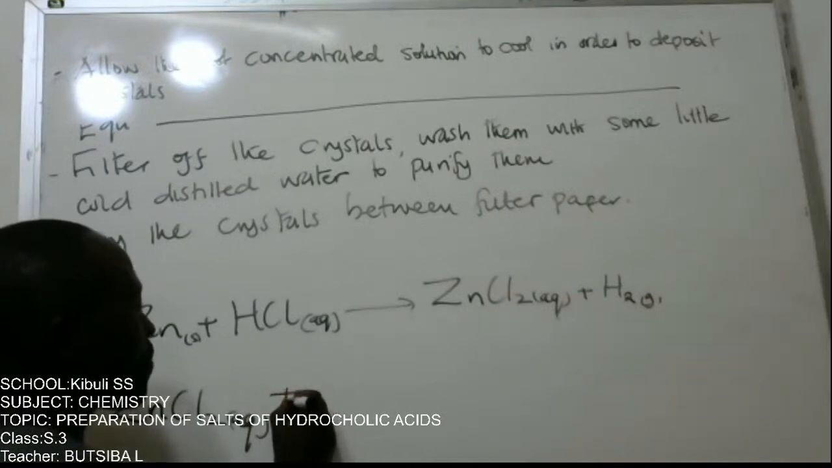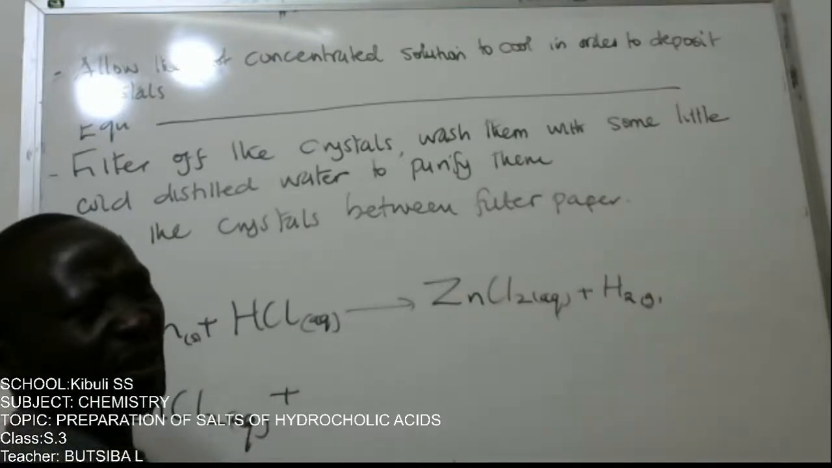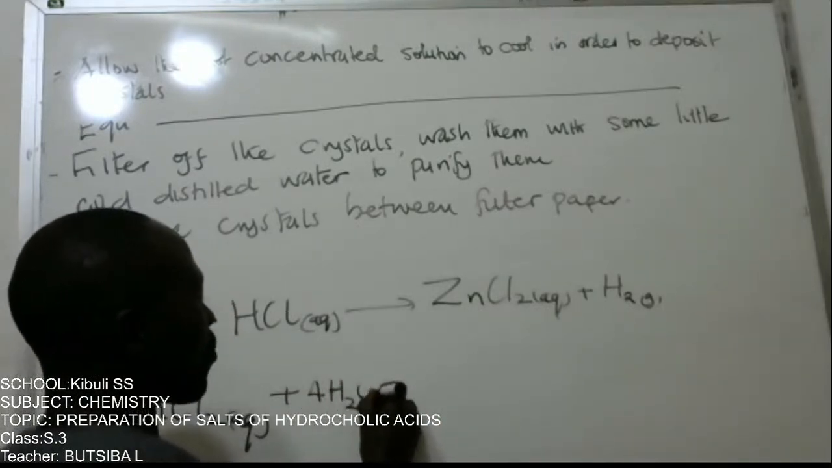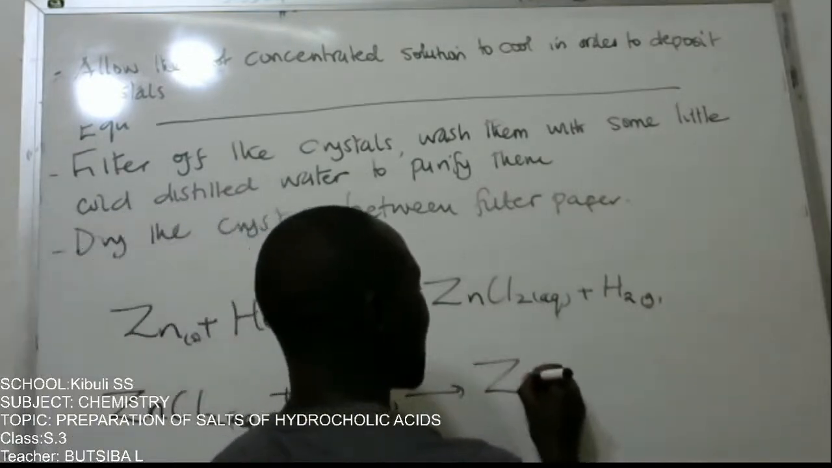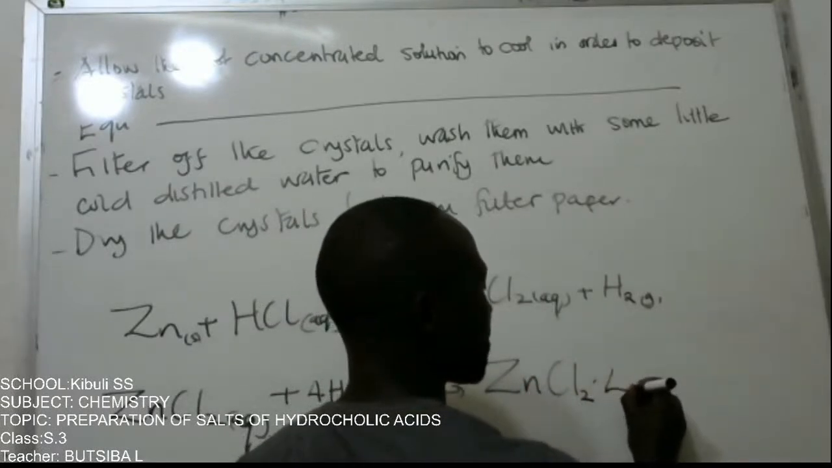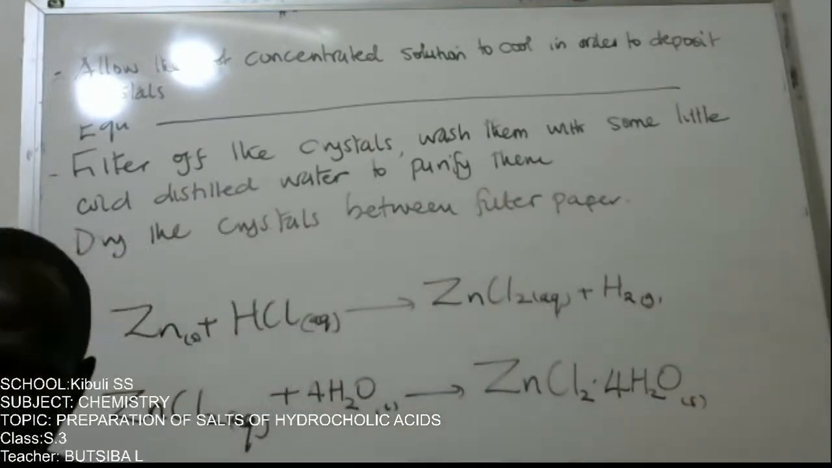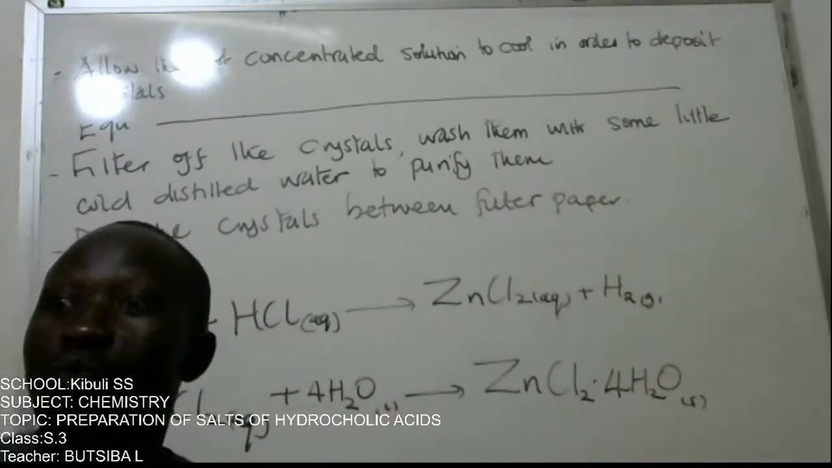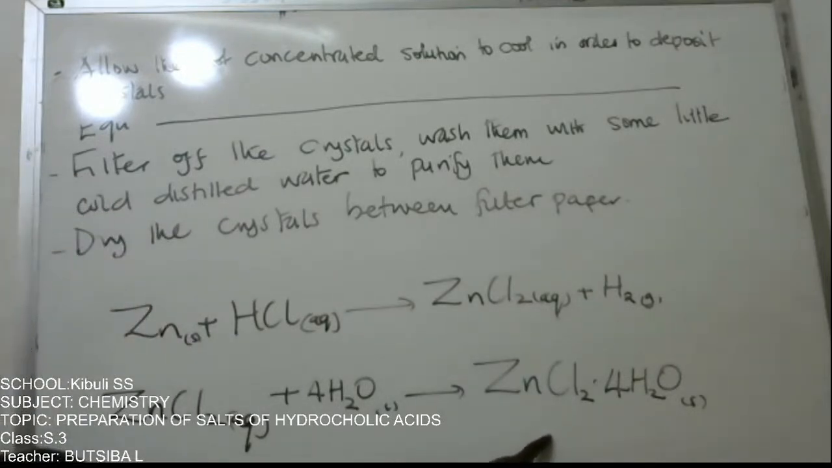When it cools, it will attract some water molecules into it, which we call water of crystallization. This value can be any value. Let's just imagine the value is 4. So plus 4 moles of water, a liquid. We shall get zinc chloride dot 4 moles of water. This is a solid. Anything we call crystalline, crystals, has water of crystallization in most cases. So this is what we are obtaining now as a solid.